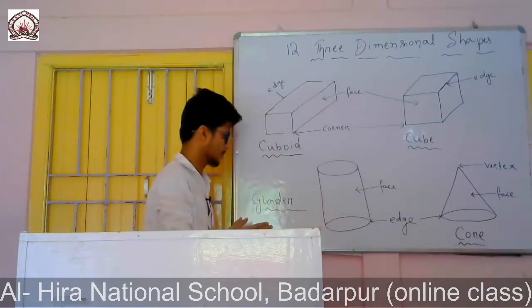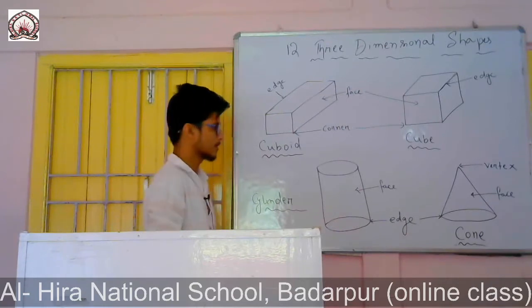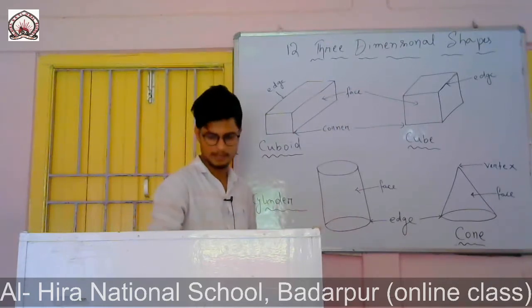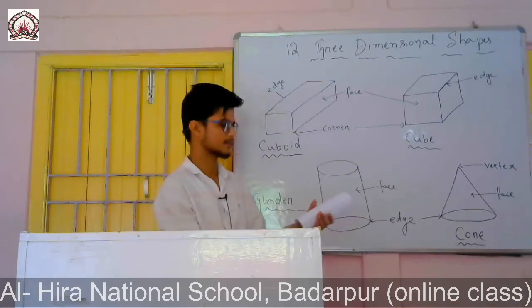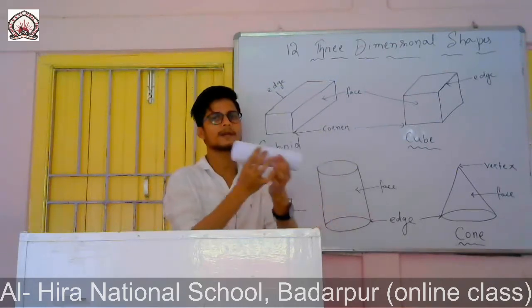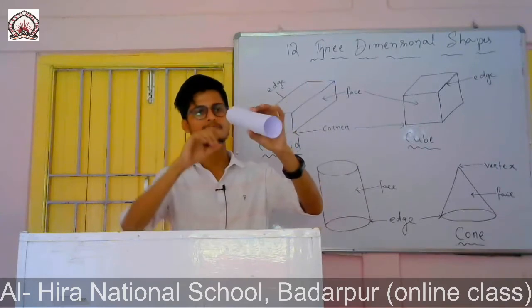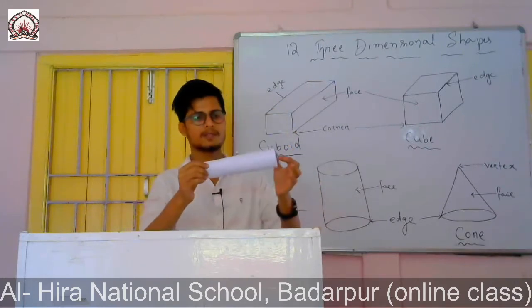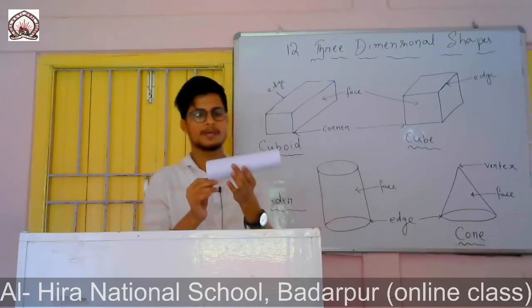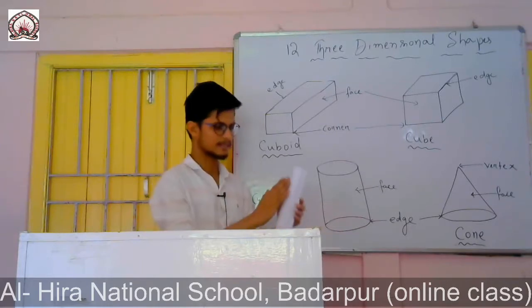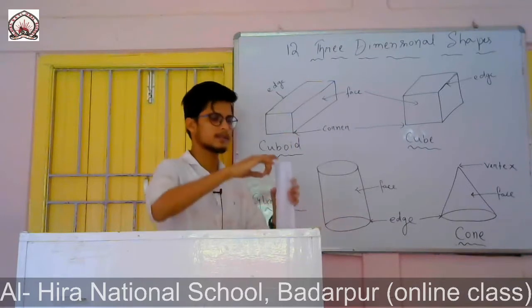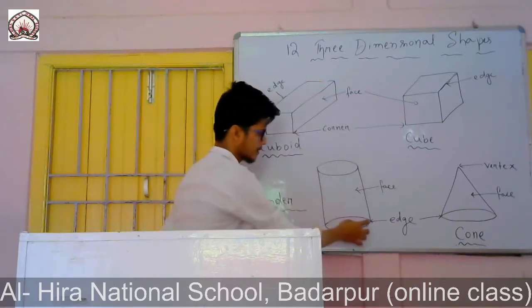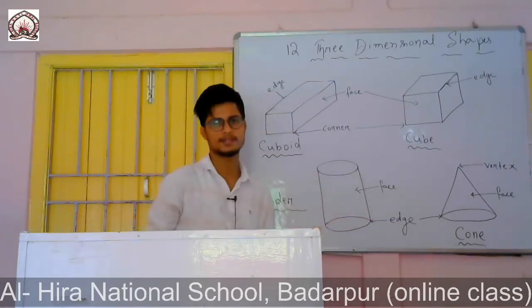So now we'll learn the cylinder. The cylindrical shape, you have seen many times. Any shape like this, if I just roll a paper, it will be of the shape of a cylinder. Okay, we can say it is a cylindrical shape. So these are the faces of a cylinder. And this curve, these are the edges.